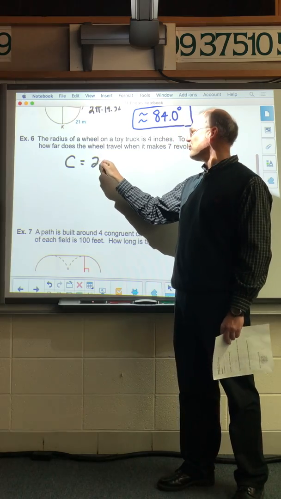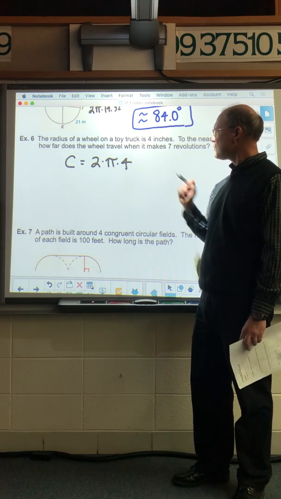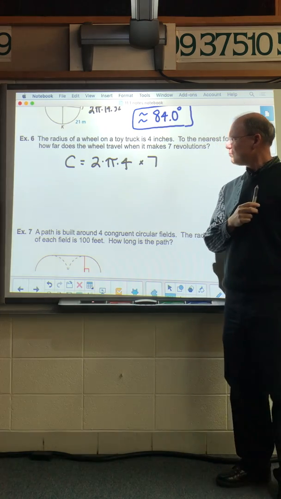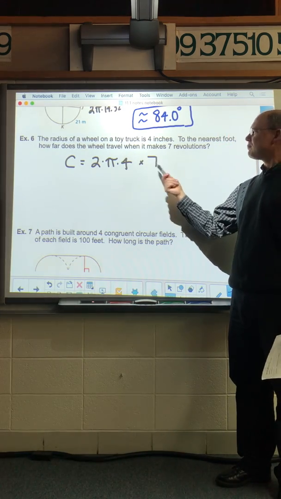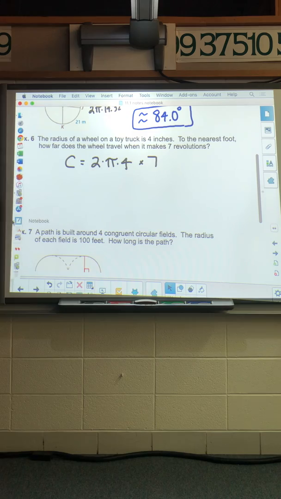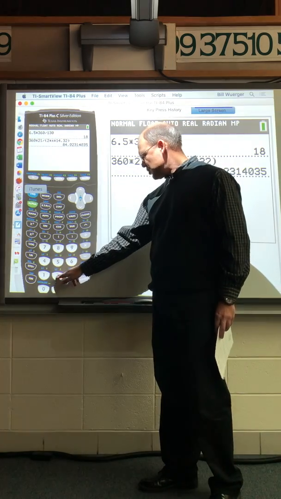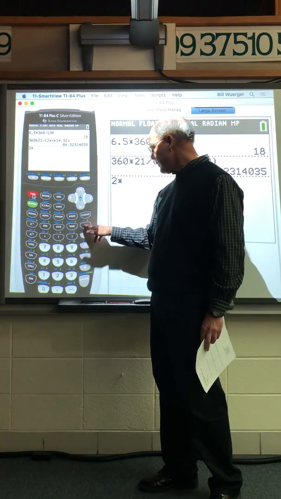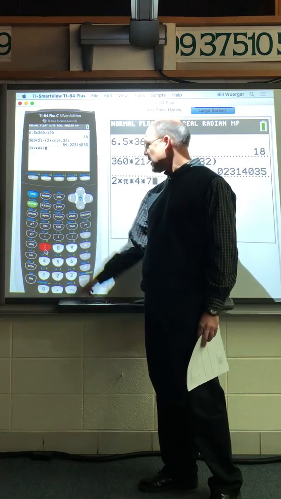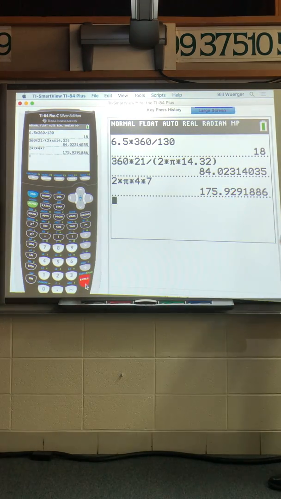Okay, so circumference, 2 times pi times r. R is 4 inches. And then multiply that times 7 to figure out what 7 revolutions would be. Two times pi times 4 for the radius times 7. 175.9.